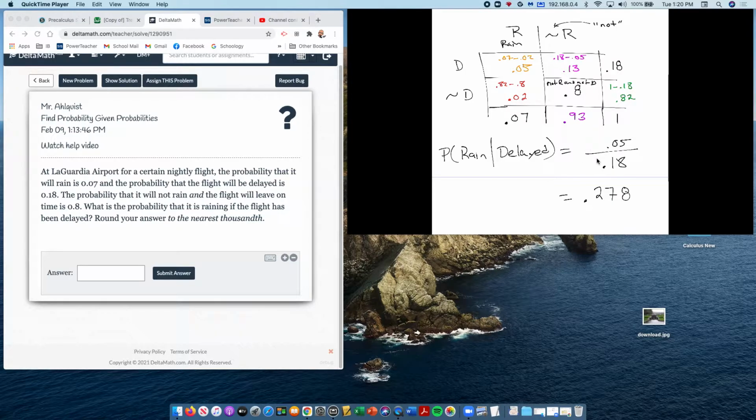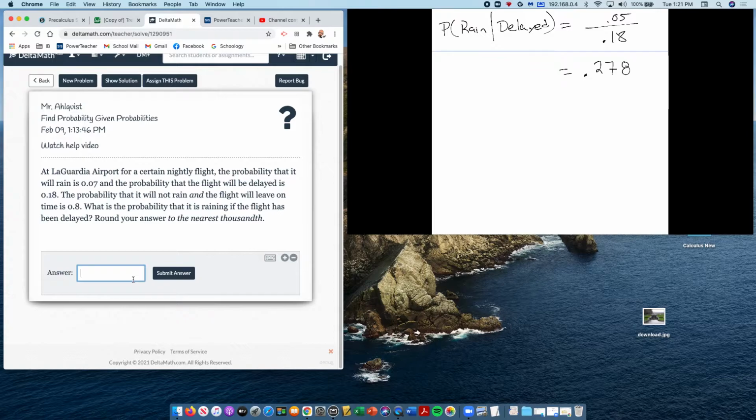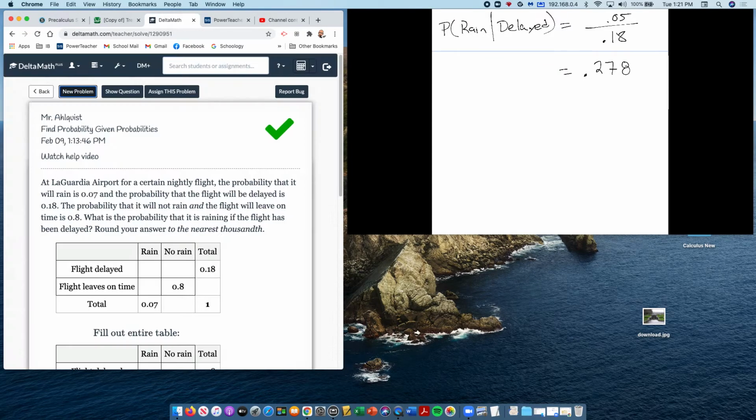Now, we could also do this using a tree diagram. It's not quite as easy, but I do want to show you that a tree diagram could be used on this. Let me make sure that I have the right answer before I go on here. 0.278. And there's the answer.